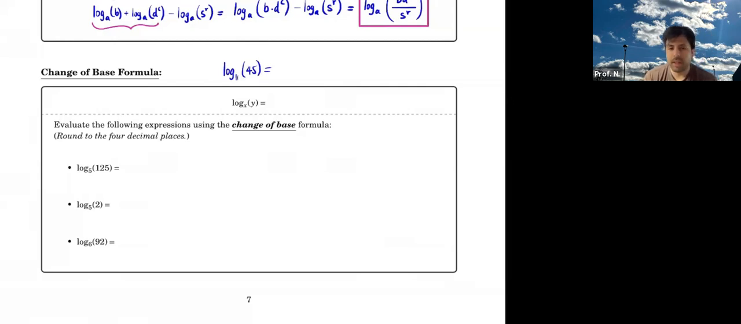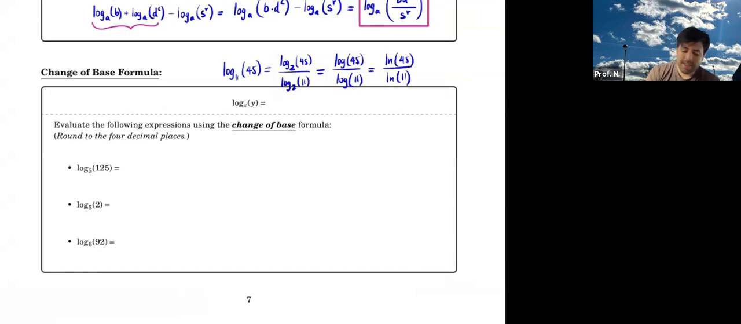I can change log base 11 of 45 as log base 2 of 45 divided by log base 2 of 11. I can literally just say, let me just change my base, and this is going to be the same. Let's say I didn't like base 2, maybe I like base 10. I can write this as log base 10 of 45 over log base 10 of 11. Or let's say I don't like 10 or 2 either. Maybe I like e better. I can also write this as ln of 45 over ln of 11. And if you check yourself with your calculator, if you evaluate these expressions, you'll get the same value.